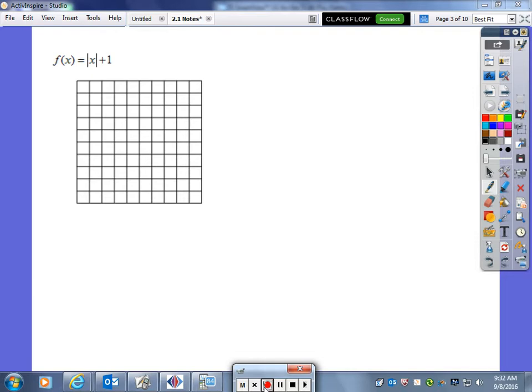Let's then go ahead and graph the function ourselves. First, I'm going to put in our coordinate plane, vertical y-axis, horizontal x-axis. And the points I'm going to use are (0, 1), (1, 2), (2, 3), (-1, 2), and (-2, 3). Connecting the points, this is what the function looks like.